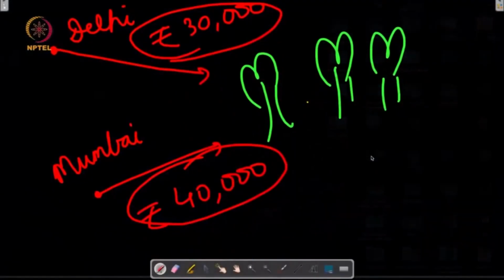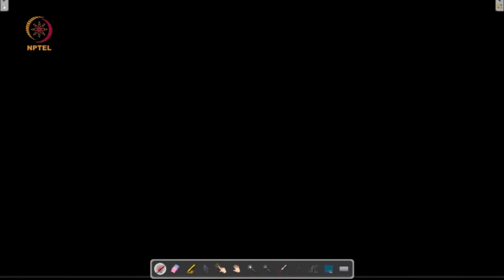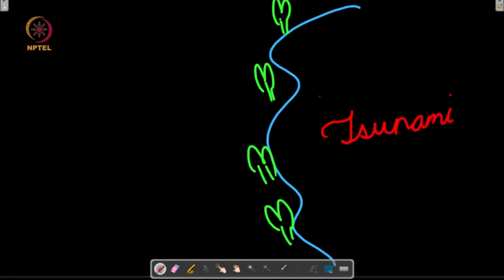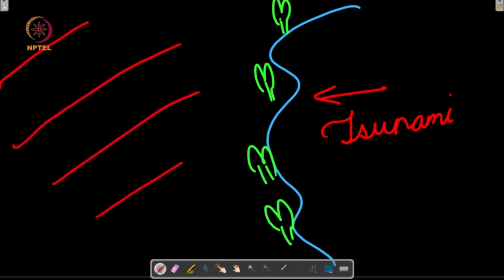Now, in this case, what we are asking is, suppose there is a sea and we have a mangrove forest near the shore. Now, if there is a tsunami, then all these areas will get inundated with water, and there will be a loss of life, there will be a loss of property.